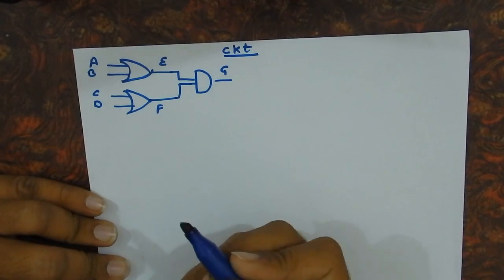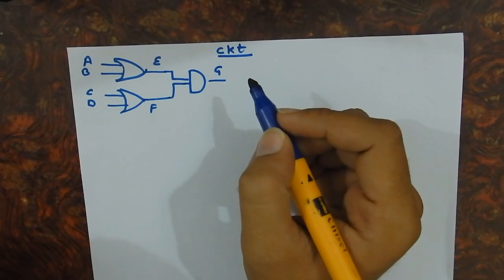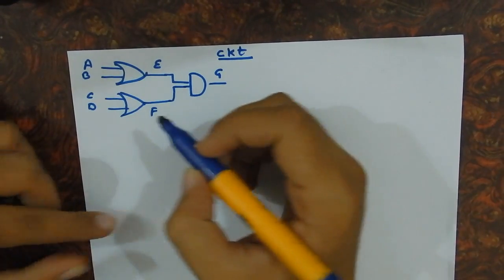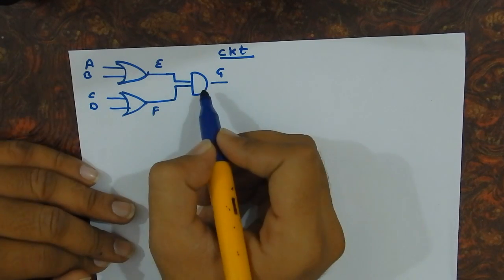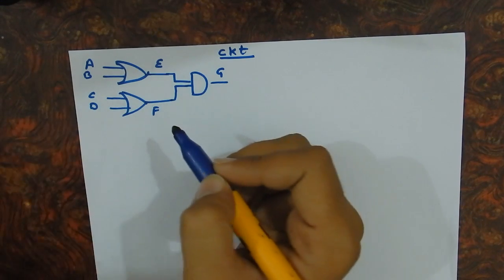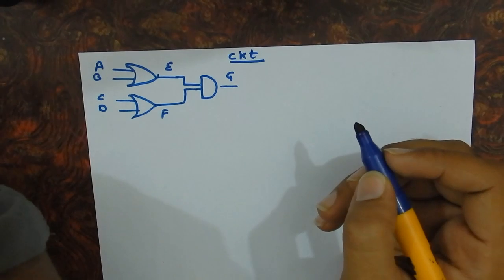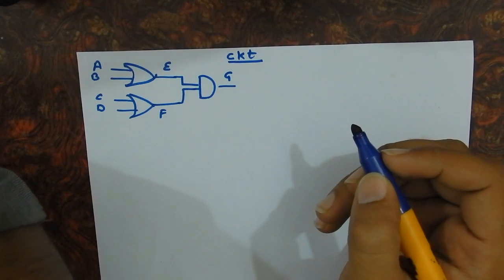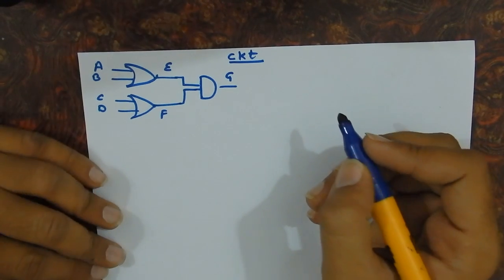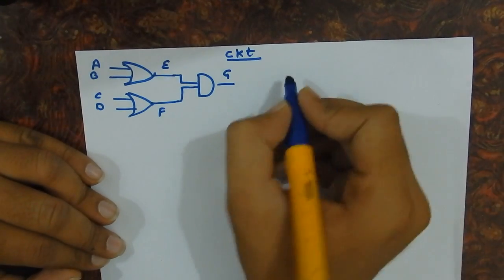This is the circuit and the circuit name is CKT, and A, B, C, D are the input ports, G is the output, this and this are the OR gates, and this is an AND gate, and E and F are intermediate signals. And in case of entity declaration, you don't have to mention the intermediate signals, only the input and the output of the circuit. So let's start with the entity declaration.